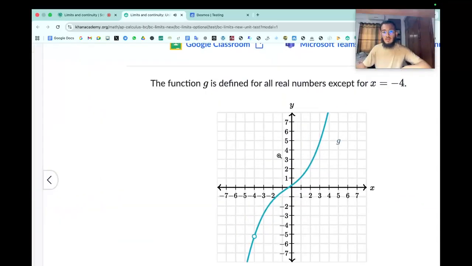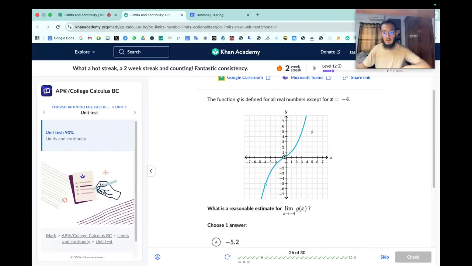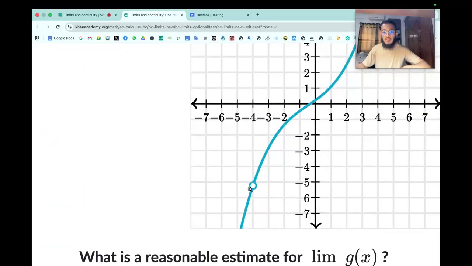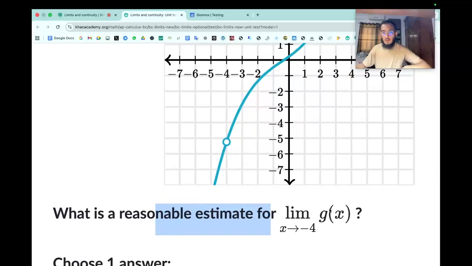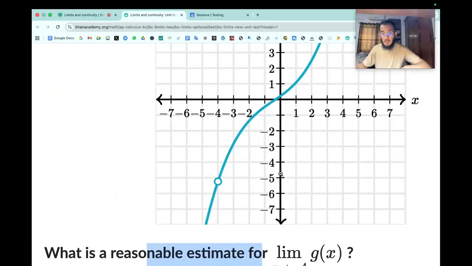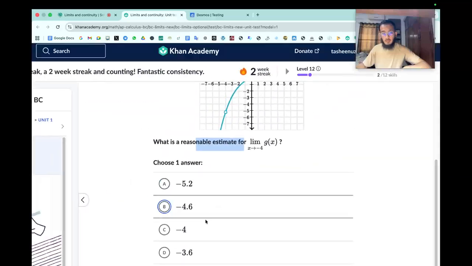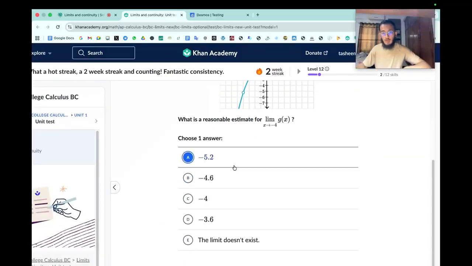The function is defined for all real numbers except for x equals -4. As you can see, it has a removable discontinuity. What is a reasonable estimate for the limit of this function as x tends to -4? As x tends to -4 from both sides, as you can see, it approaches something like 5, and it is greater than 5, so it's 5.2. Not any of these.